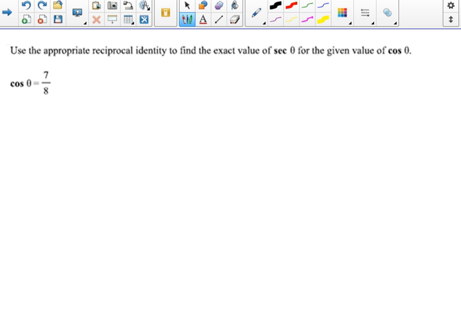Okay, so they give us the cosine of an angle is 7/8. And we're supposed to find the secant. That's not that hard. Be careful. This is actually a very easy problem.